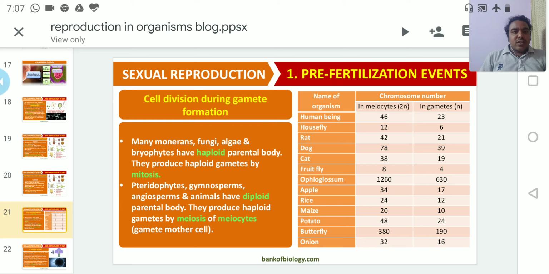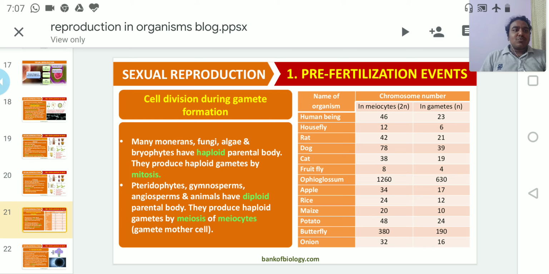So here you can see the example of humans. The meiocyte number is 46. When they form gametes, the diploid gets converted to haploid, that is 23. Even in the case of the housefly, 12 in meiocytes, 6 in gametes, and rat, 42 in meiocytes and 21 in gametes. Like this, we can identify the chromosomal number in the meiocytes and the gametes. Okay, and based on this table, there are a number of cases.